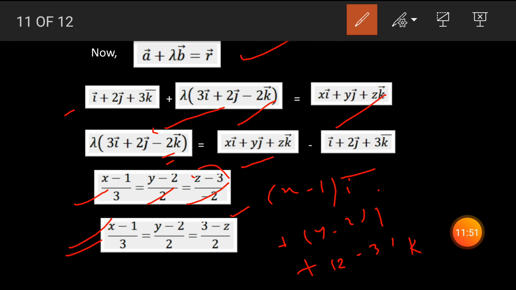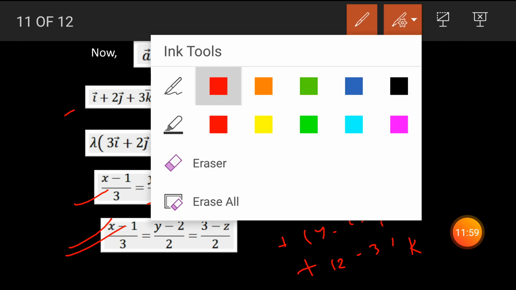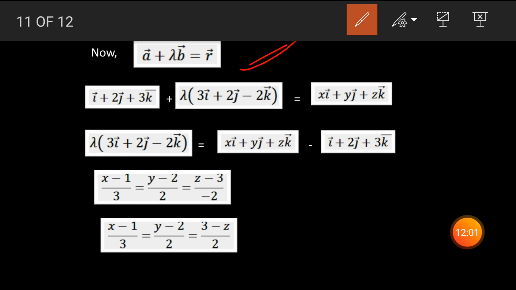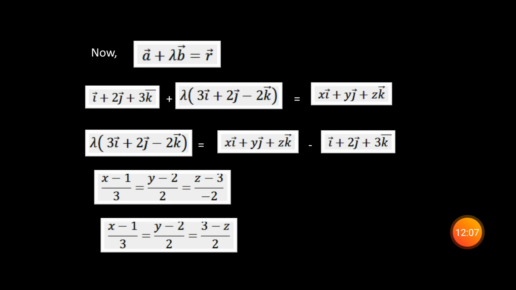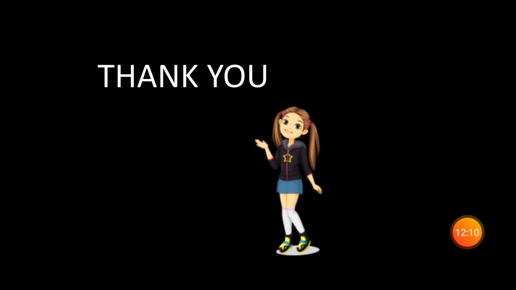So this is our result, the equation of the line in 3D when the line passes through a point and is parallel to a given vector. So it's very easy, and it's very easy to remember this relationship. I hope you all understood, and in the next video I'll discuss the second form. So thank you so very much.